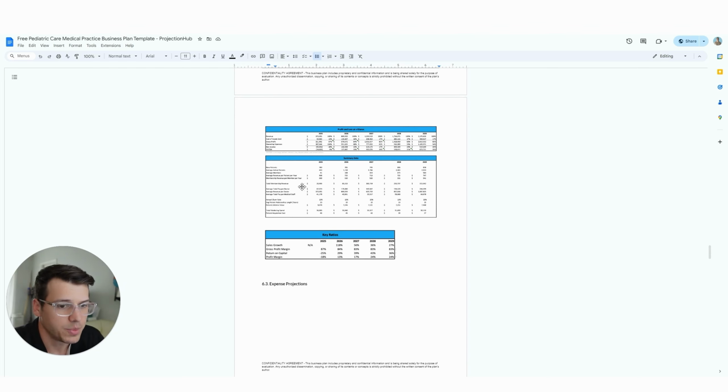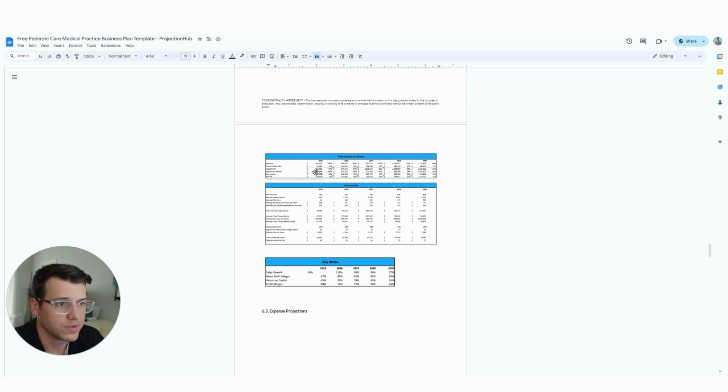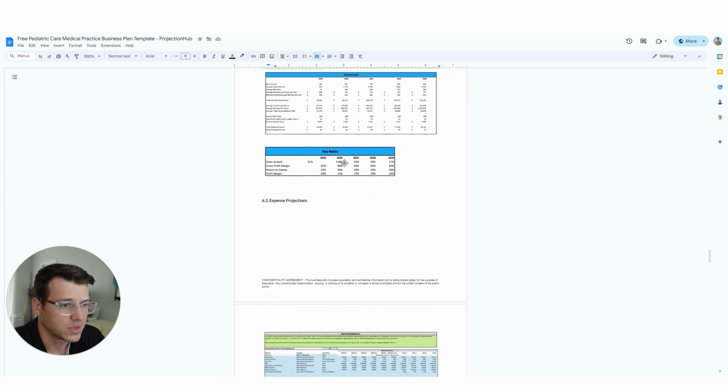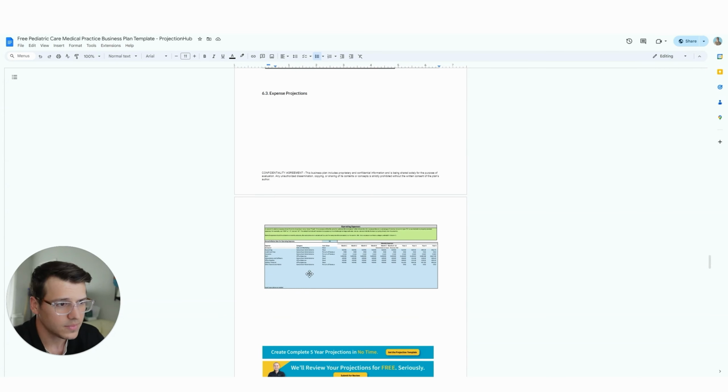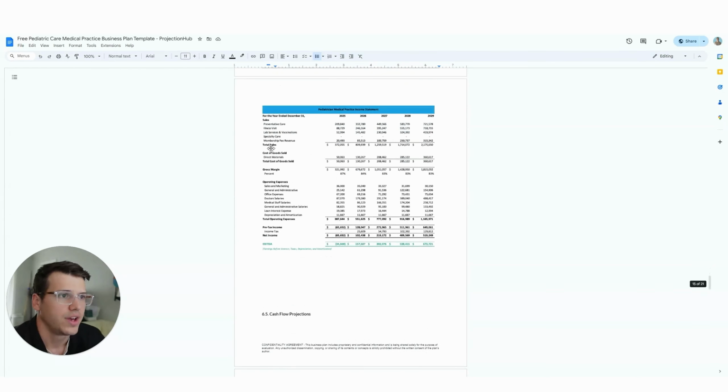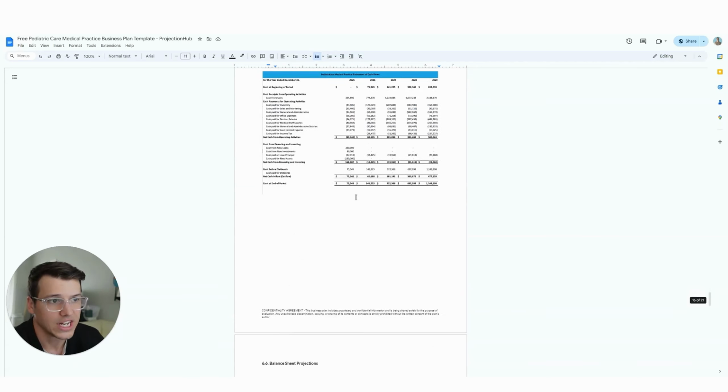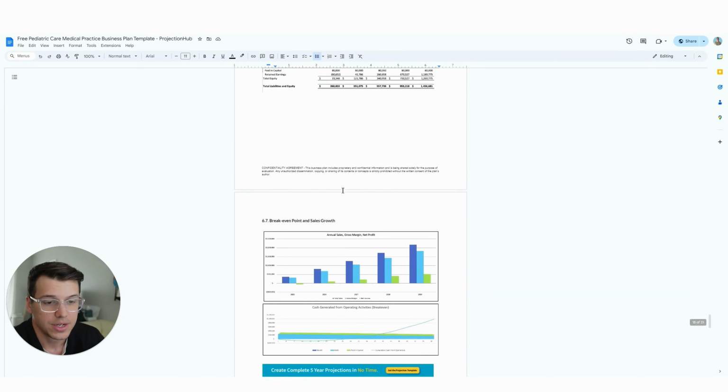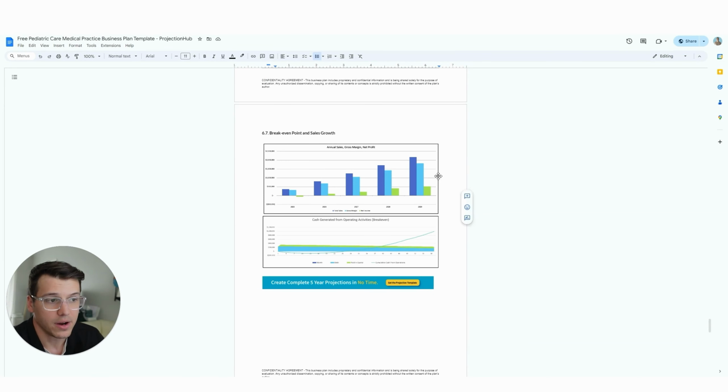On average, how much does each patient generate per year? Average pay per doctor, average revenue per doctor. We've got different things. We've got revenue, cost of goods sold, gross profit, net income, operating expense percentages, our monthly overhead, so like our recurring operating costs. And then we've got 5-year financial performance statements for an income statement, cash flow projections, and a balance sheet. And then we've got a little break-even part here and sales growth.